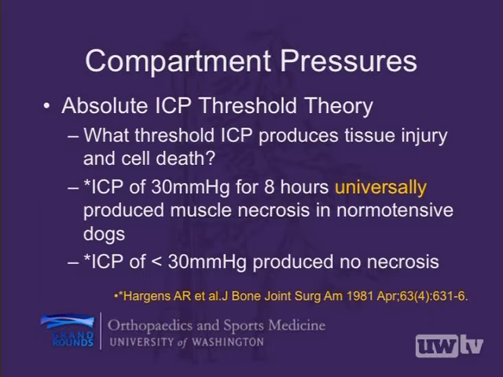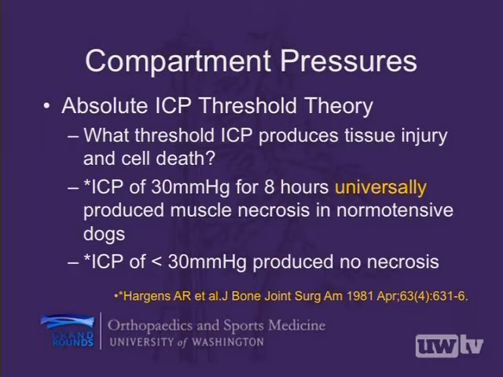The absolute intracompartmental pressure threshold theory describes what threshold of intracompartmental pressure produces tissue injury and cell death. What is that absolute pressure? Some people have said 30, some people have said 35, some people have said 40. But the work of Hargens and colleagues in 1981 looked at dogs, and basically an intracompartmental pressure of 30 millimeters mercury for more than 8 hours universally produced muscle necrosis in normotensive dogs. And so the key word here is normotensive. I want you to remember that. An intracompartmental pressure of less than 30 produced no necrosis in this dog model.